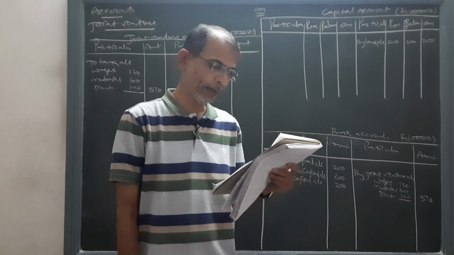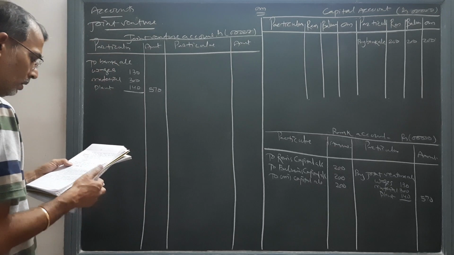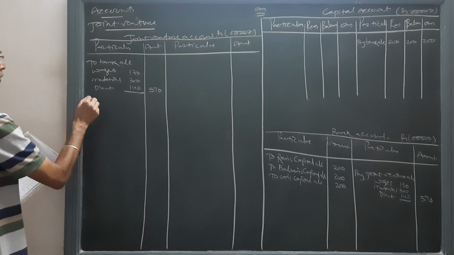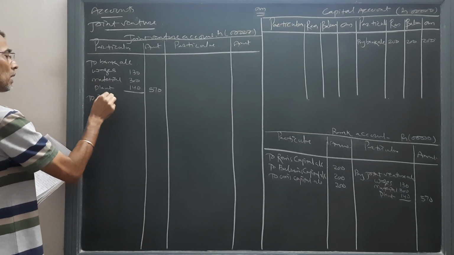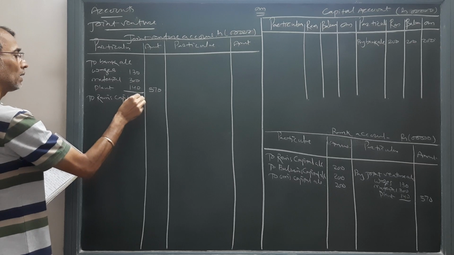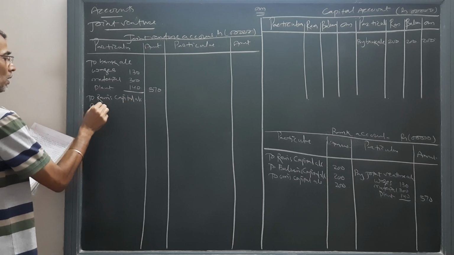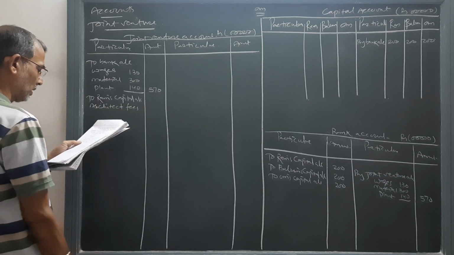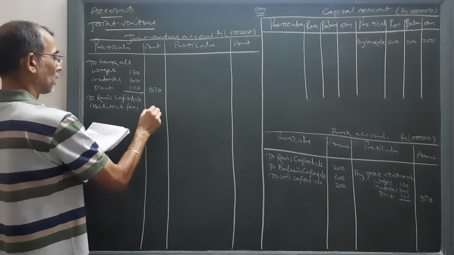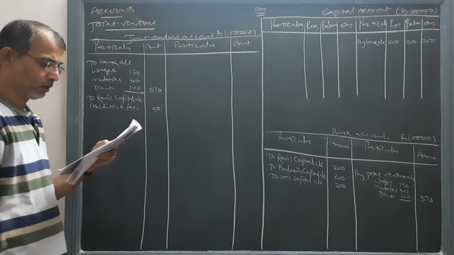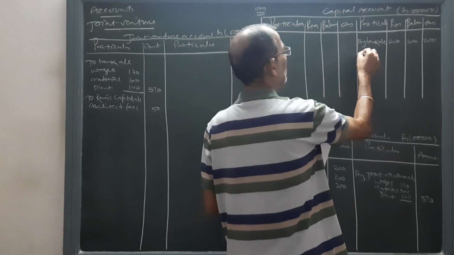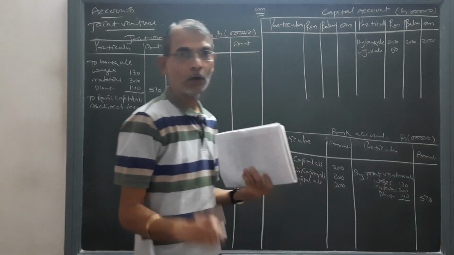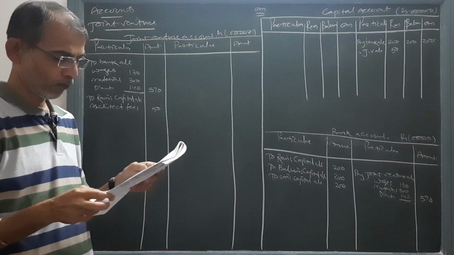Now architect fees paid by Ram, that is 50 lakh. So to Ram's capital account, architect fees, that is 50, by joint venture account, on the credit side of the capital account of Ram.